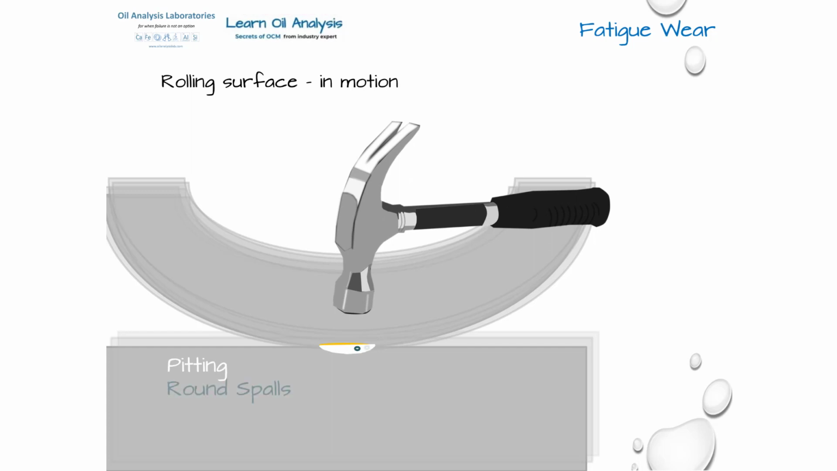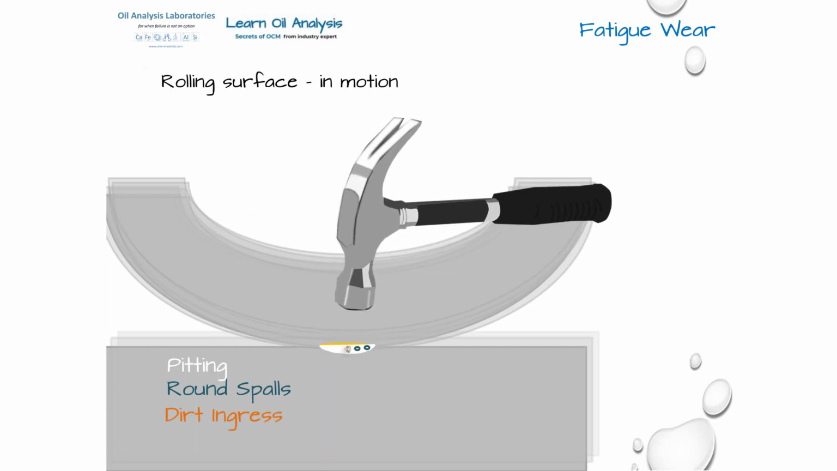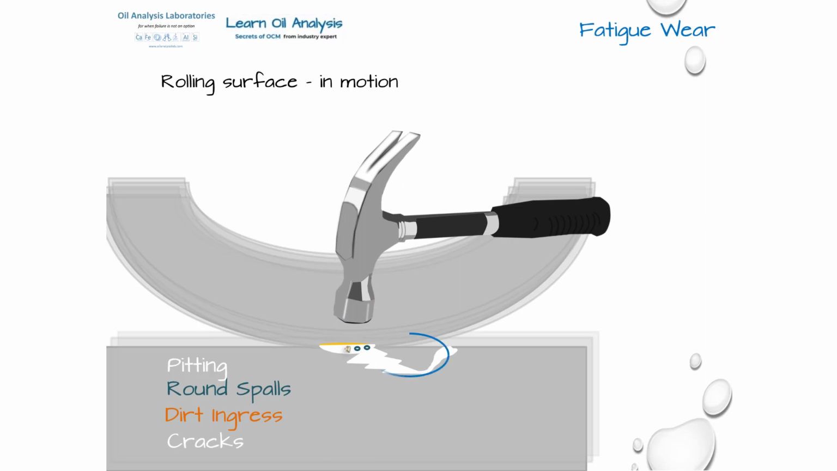This starts as pitting, which creates round metal spools, a little like how if you keep rolling dough in your hands it becomes perfectly spherical, so are these spools. These spools, combined with any dirt ingress, are then hammered into the pit further and form a crack, and eventually a chunk breaks off.